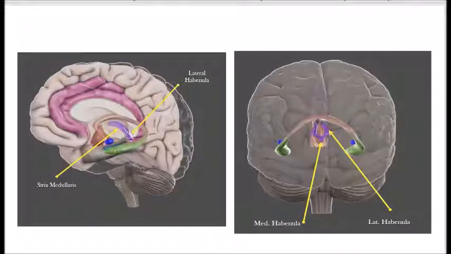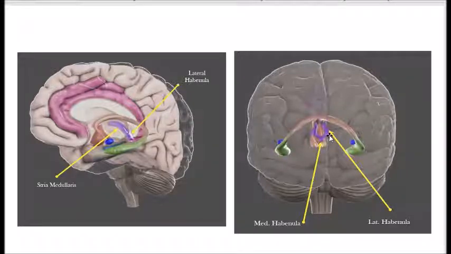Now, I mentioned that the habenula is not extensively discussed in the text, so here I'm going to give you some introductory information that will be valuable in future lectures. So again, here's our stria medullaris, which you can see from the lateral view with the lateral habenula on the side. There is the medial habenula in the middle, and there's the lateral habenula bilaterally. Well, what does the habenula do?